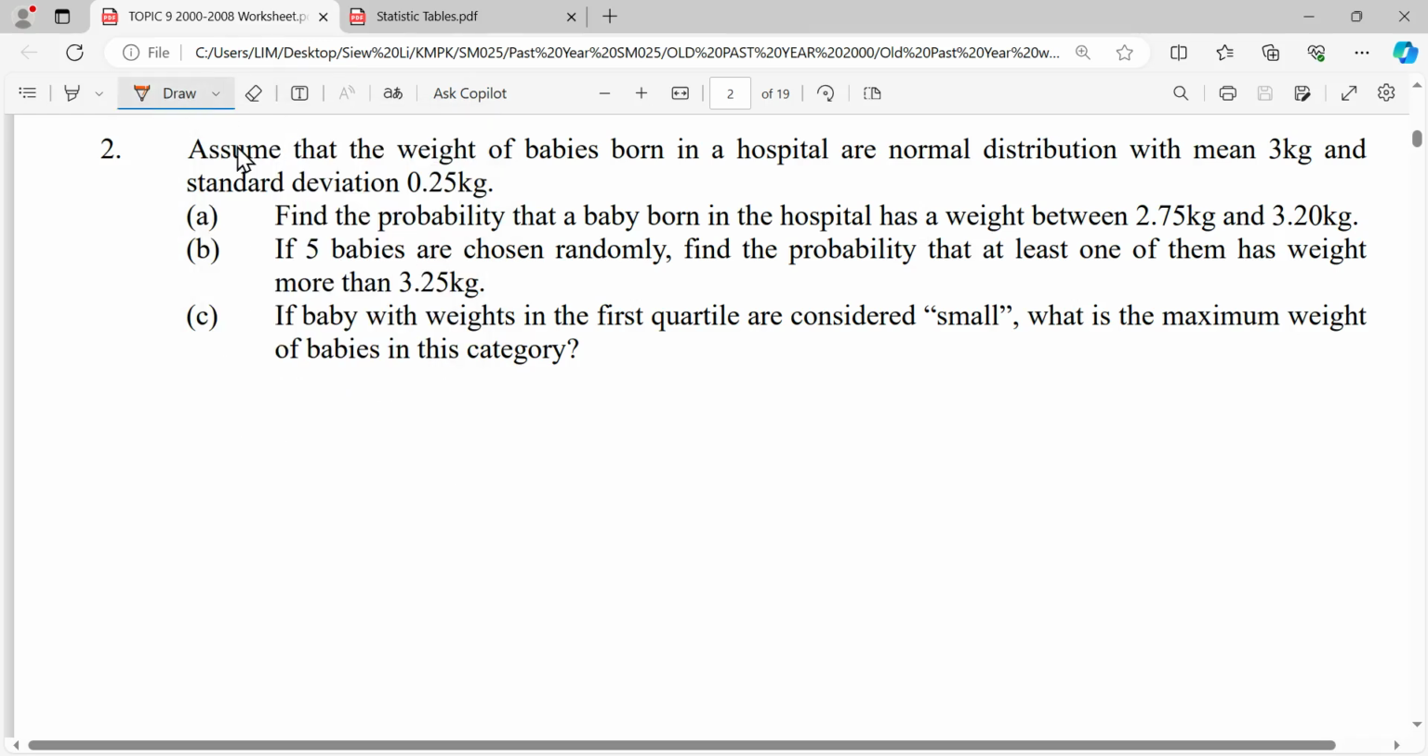Okay, so for this, they say, assume that the weight of the babies born in the hospital are normally distributed, mean 3 kg, standard deviation 0.25. So write out your distribution first. X will be the weight of your babies. So X is distributed normal, mean 3. In the distribution, we need the variance. This one is 0.25 standard deviation. We will square it to get the variance.